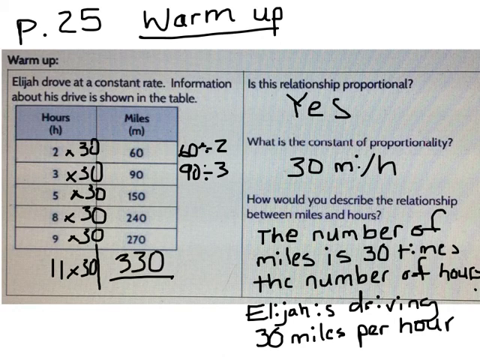As you go through your lesson today, make sure to check if the relationship is proportional by seeing if every row has the same unit rate. The constant of proportionality can be found through division. It's the unit rate. And make sure that you are ready to use that unit rate to find missing quantities in the table.